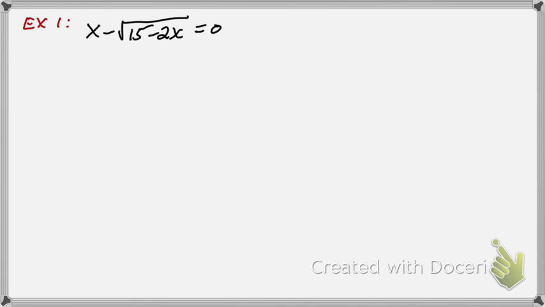So the first thing I want to do is isolate the radical. I'm going to do that by moving the x over to the other side. That's going to leave minus the square root of 15 minus 2x. And over here, I'm going to get minus x. So I've isolated the radical.